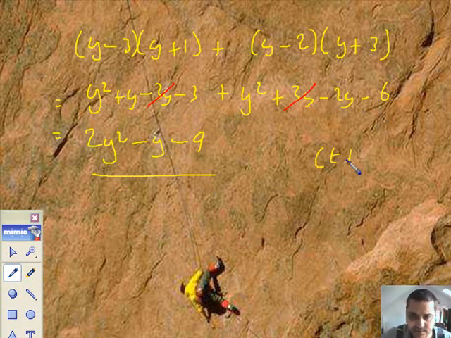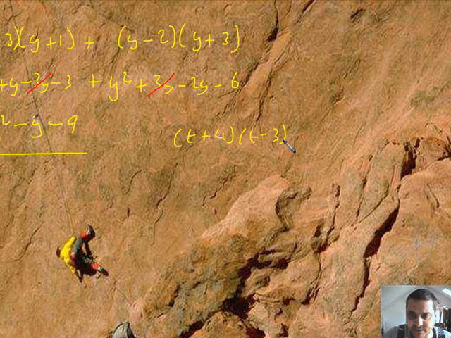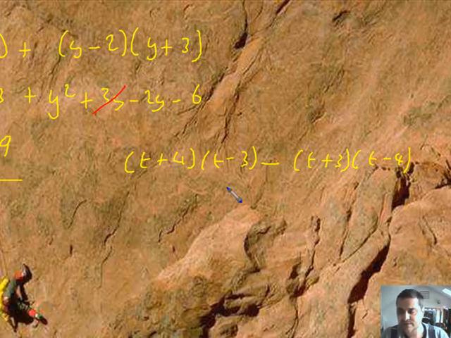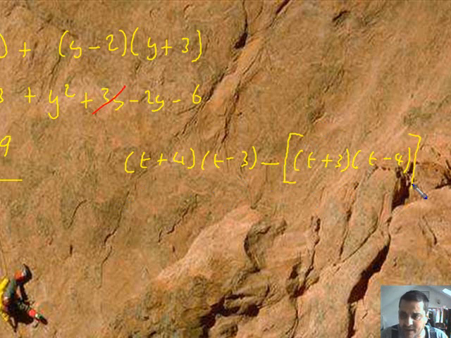It says (t + 4)(t − 3), and then take away (t + 3)(t − 4). Now this is dangerous. This is not a problem going forward in the left to right direction, but then it's going to get really dangerous. I'm now going to put a great big square bracket around that so you don't get scared. Let's just multiply this out in the normal way.